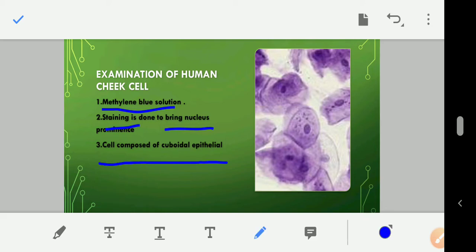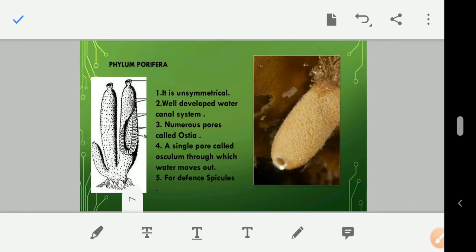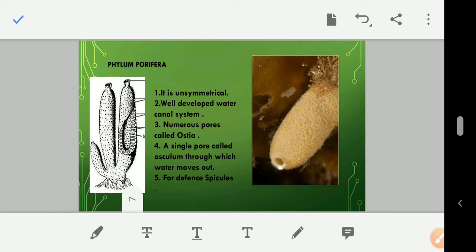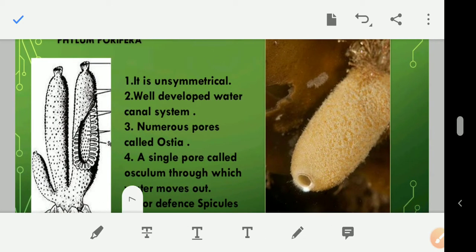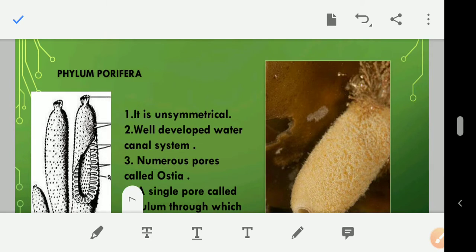Then we found some cuboidal shaped cells, and these cells are of cheek cell, and these cells are of cuboidal epithelial tissue. Our next experiment is based on different kind of phylum. The first phylum is phylum Porifera. In phylum Porifera there are unsymmetrical animals, means there is no symmetry at all.